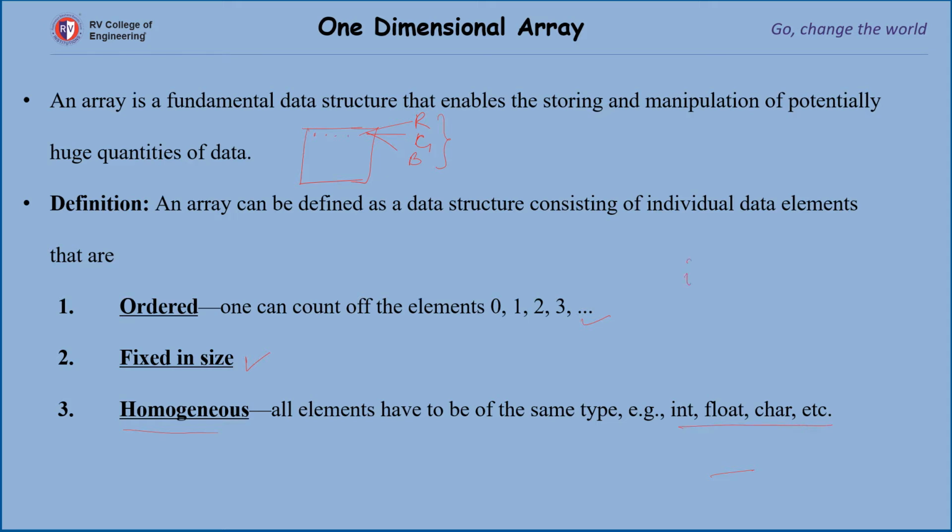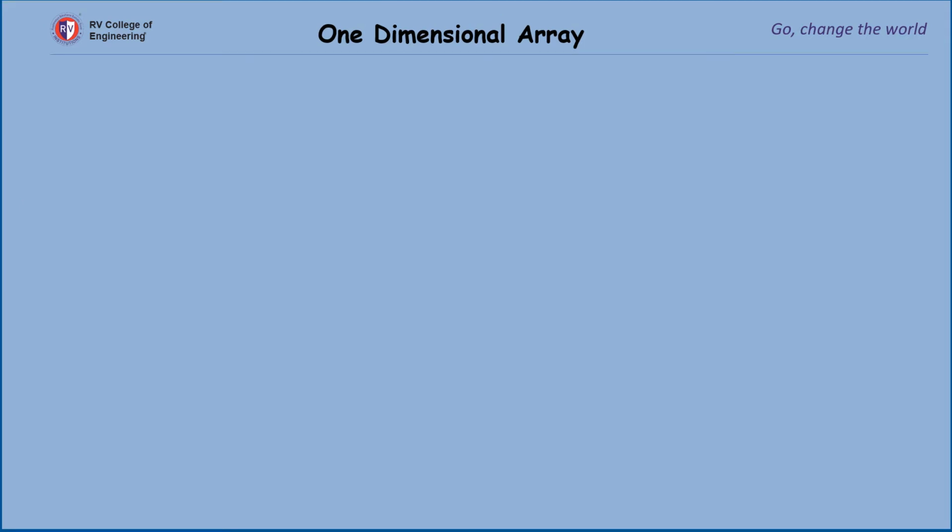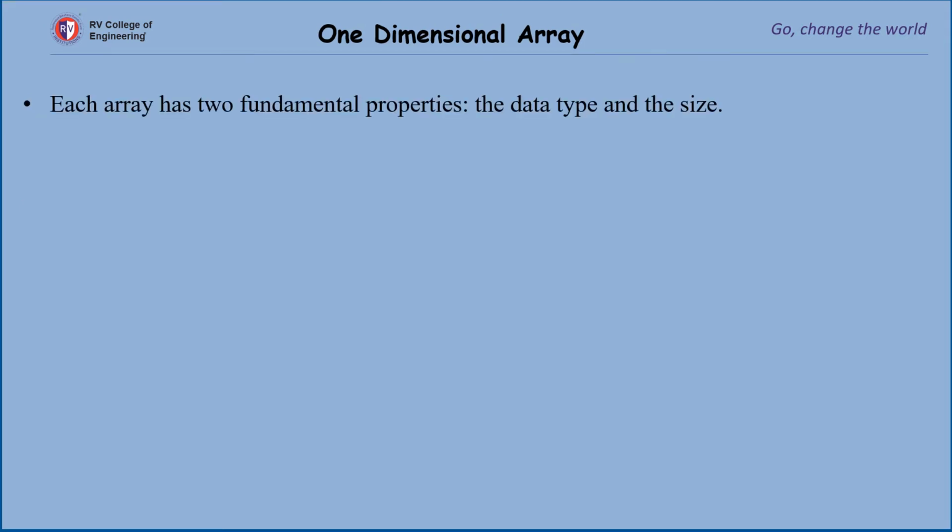If I declare int a of 10, it means all 10 elements are of integer type. If I declare float b of 50, it means all 50 elements are of floating type. Each array has two fundamental properties as discussed, the data type and the size.